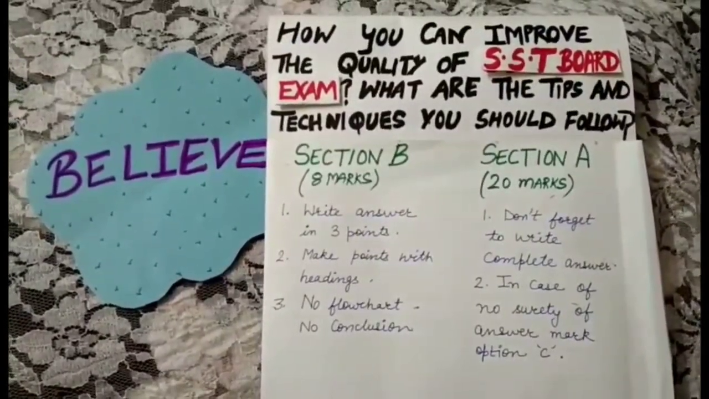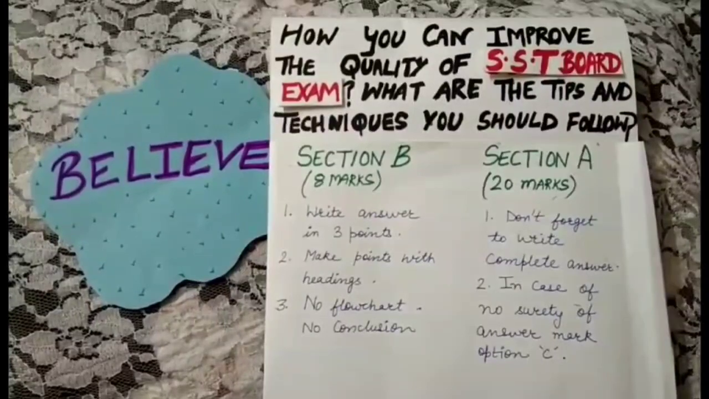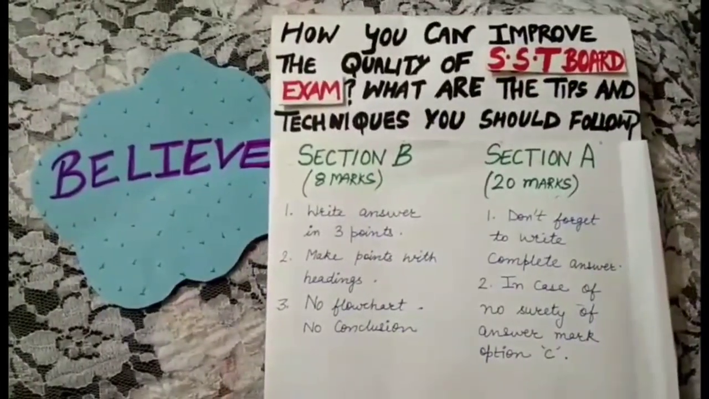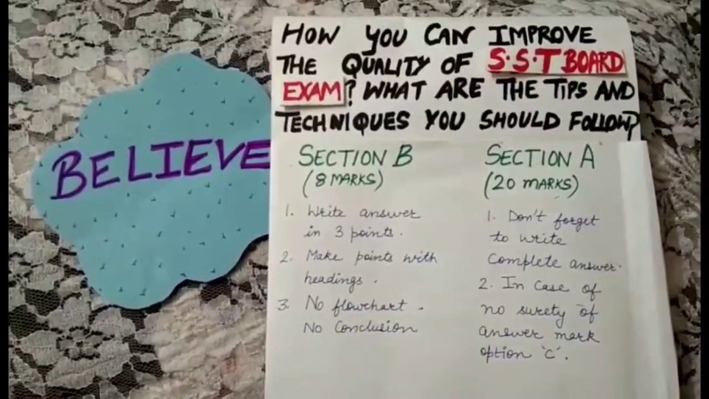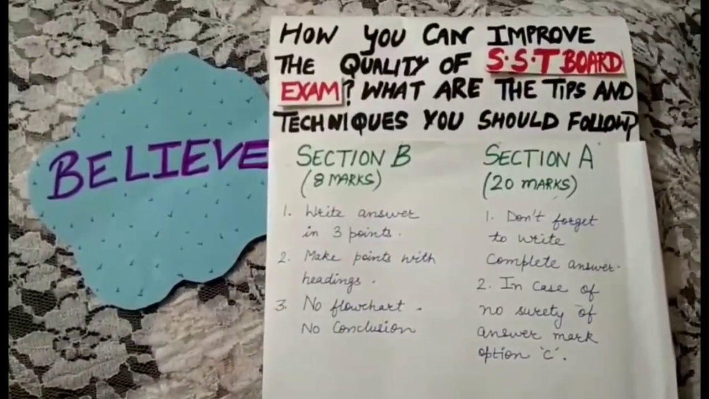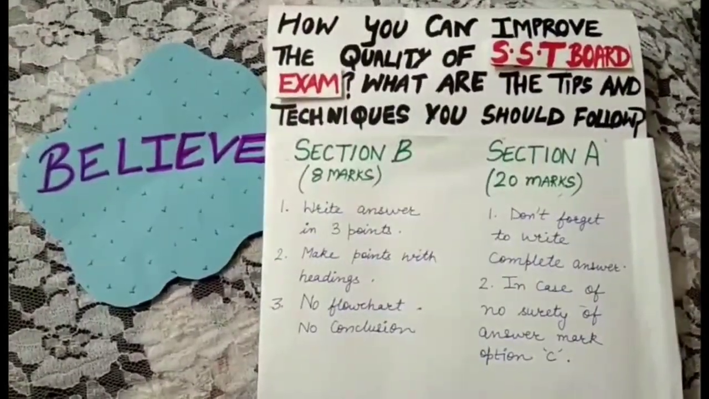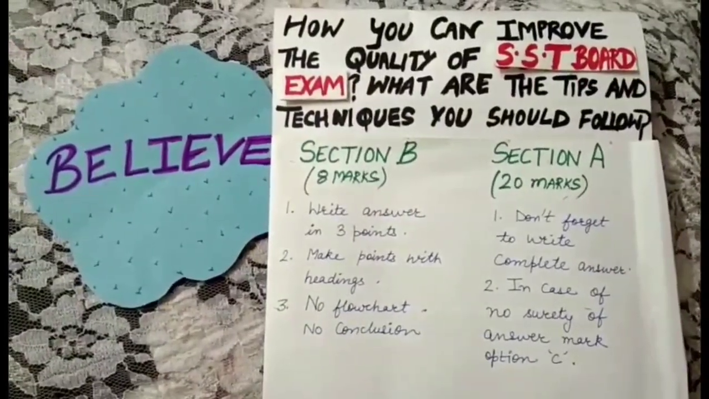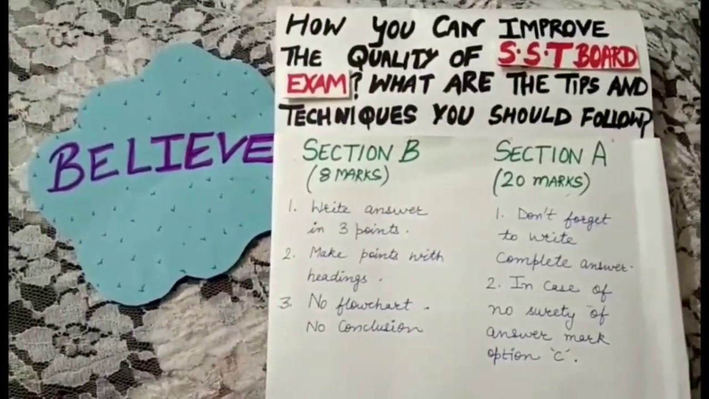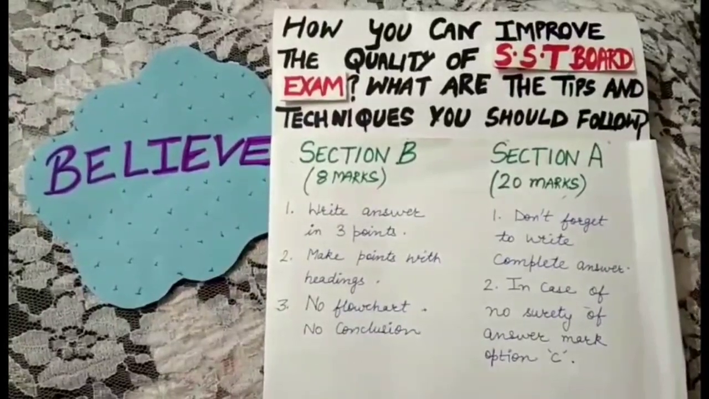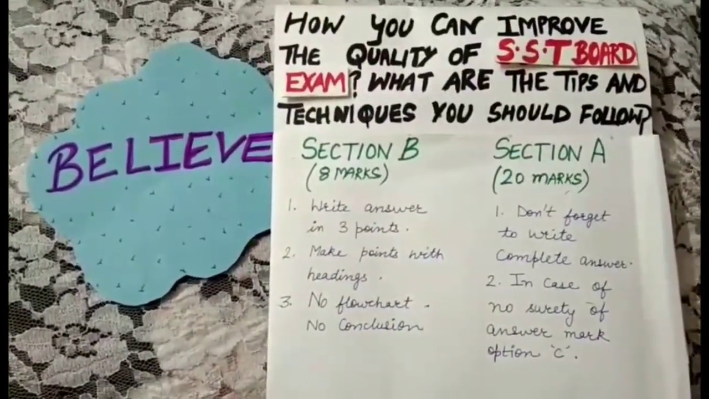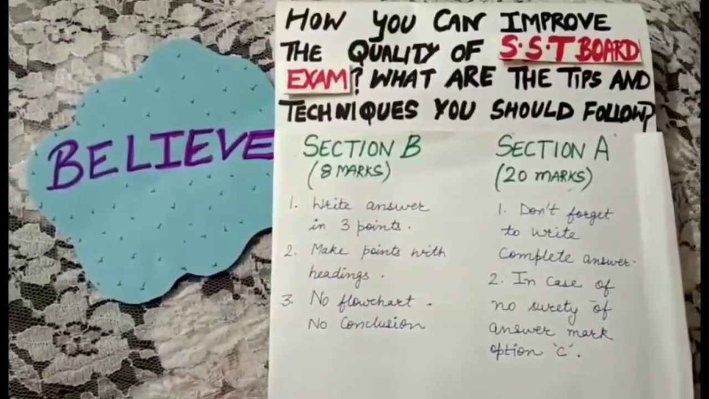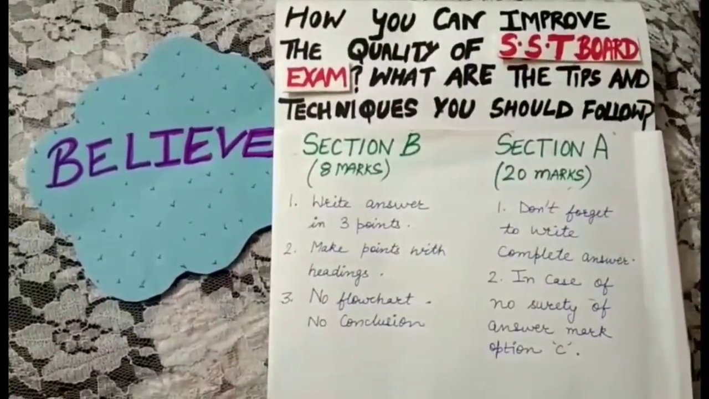Whatever option you are choosing in section A for any question, make sure that whichever option you choose, you write the complete answer. Okay, A, B, C. If you are choosing B, then whatever answer is written in the B part, write that too. Okay, let's see what tip number 2 is. Tip number 2: in case of no surety of the answer, mark option C.